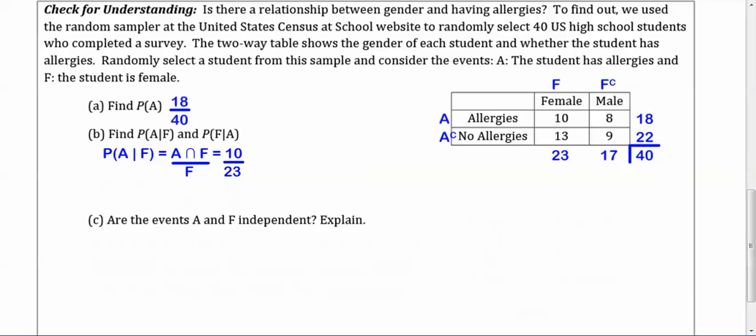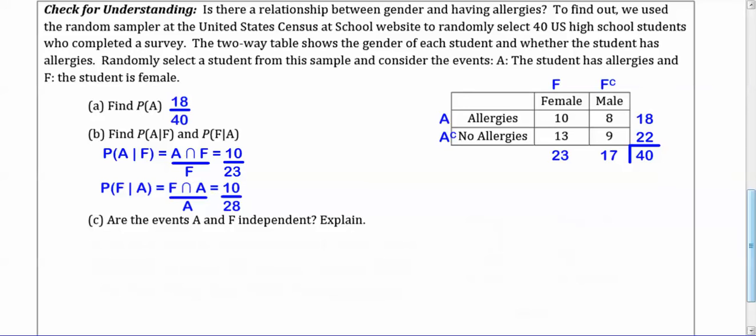The second part of that asks, find the probability that someone is female given that you know they have allergies. So now my world is not going to be the column of people who are female, but the row of people who have allergies. So out of these 18 people who have allergies, how many are female? So the probability that someone is female given that they have allergies is going to be 10 out of 18. Remember, it's going to be both over given. And here the thing that's changing is the thing that's given.